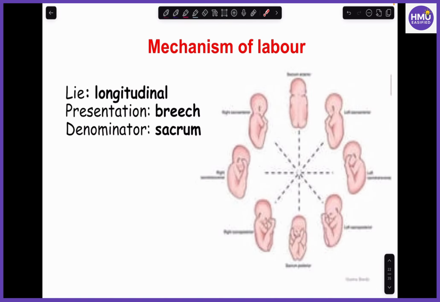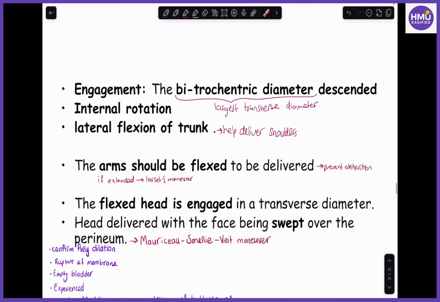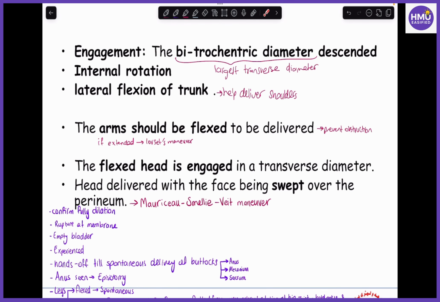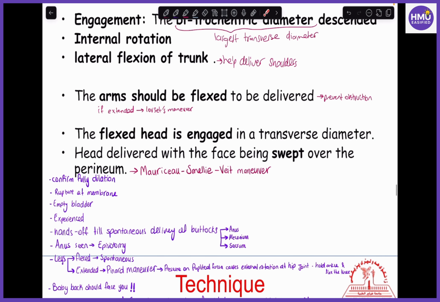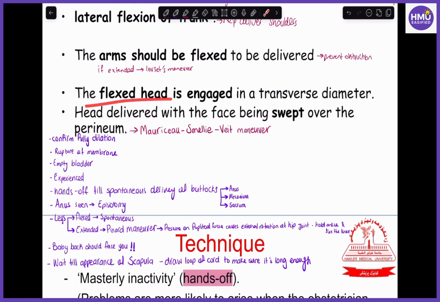Mechanism of labor. The lie should be longitudinal, presentation breech, denominator sacrum. The engagement is by the bitrochanteric diameter, then descent, internal rotation, and lateral flexion of the trunk to help deliver the shoulders. The arms should be flexed to be delivered, to prevent obstruction. If extended, we do the Løvset maneuver. The flexed head is engaged in a transverse diameter, and the head is delivered with the face being swept over the perineum. We may do it with the Mauriceau-Smellie-Veit maneuver.